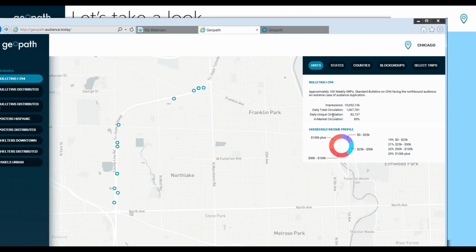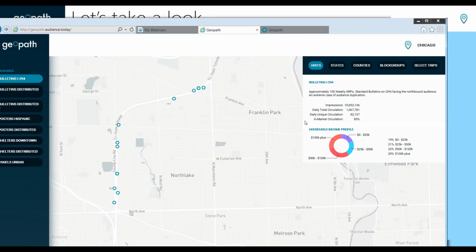So we see out in the upper right here, daily unique circulation is 82,137 people. And that's people, it's not cars any longer. We know through the mobile devices and the connected car data that it's actually people. And given the setup that we have, and we know that everybody sees all boards, we can have a sense of that just quick math, 82,000 times 13 gives us that total circulation of 1 million. And then applying the visibility index gets us to that impressions of 10 million.